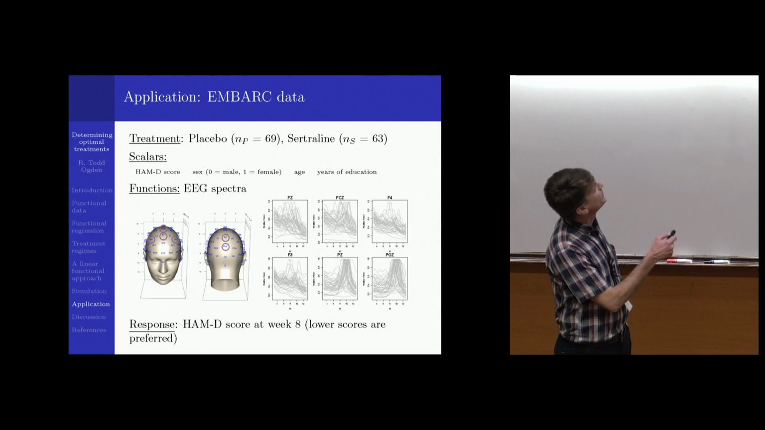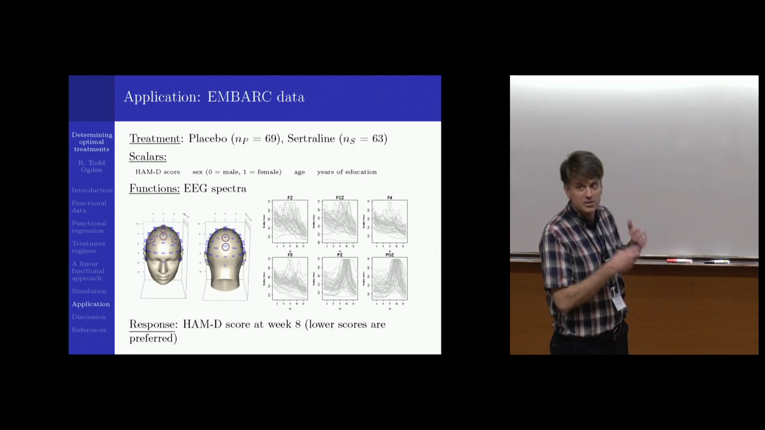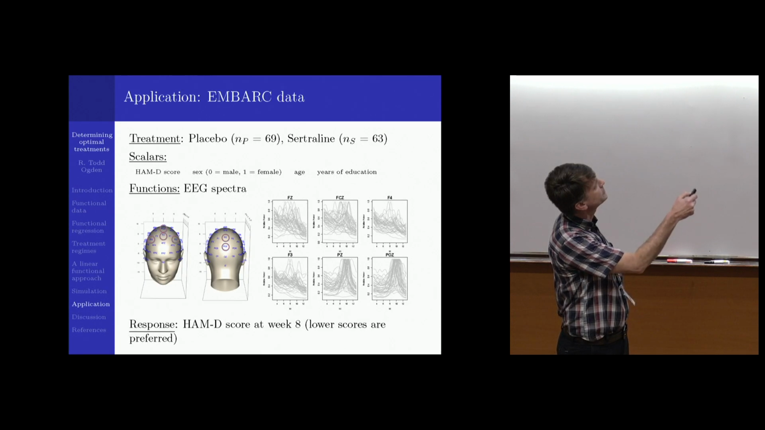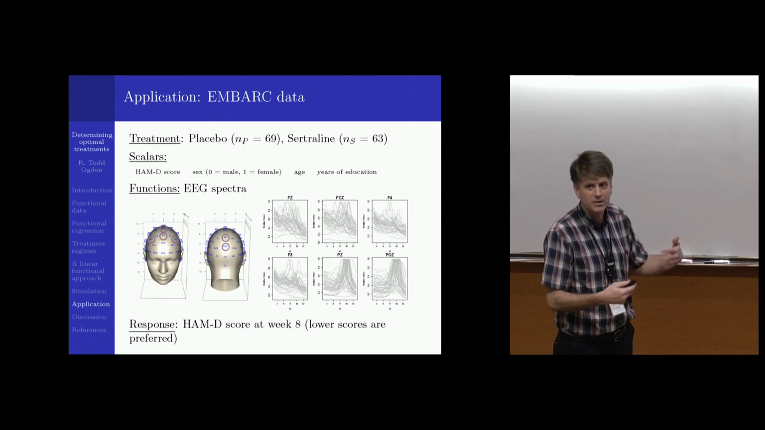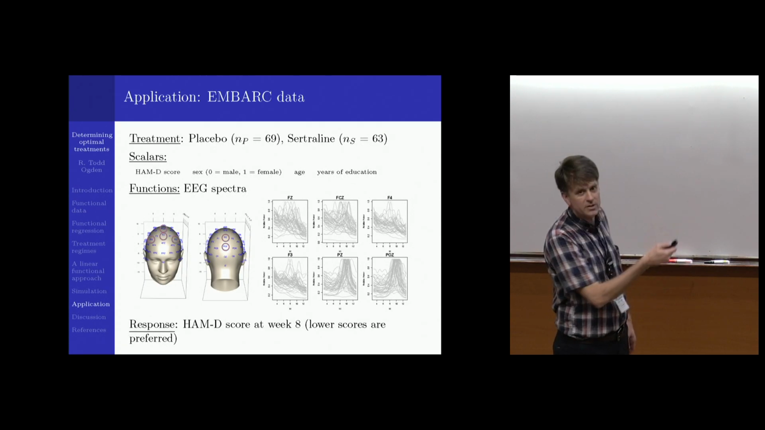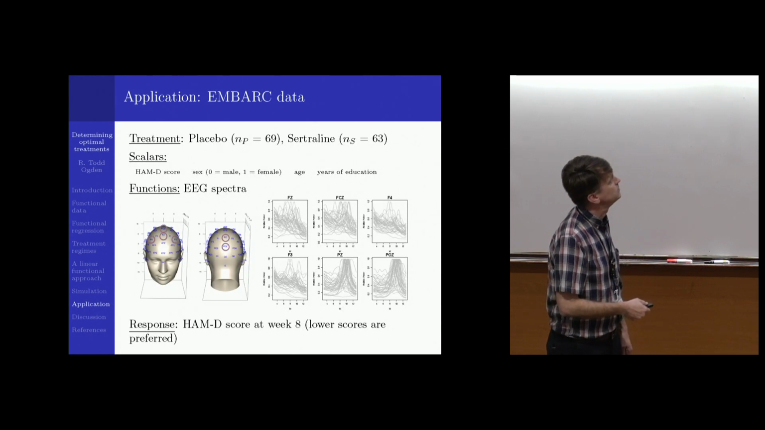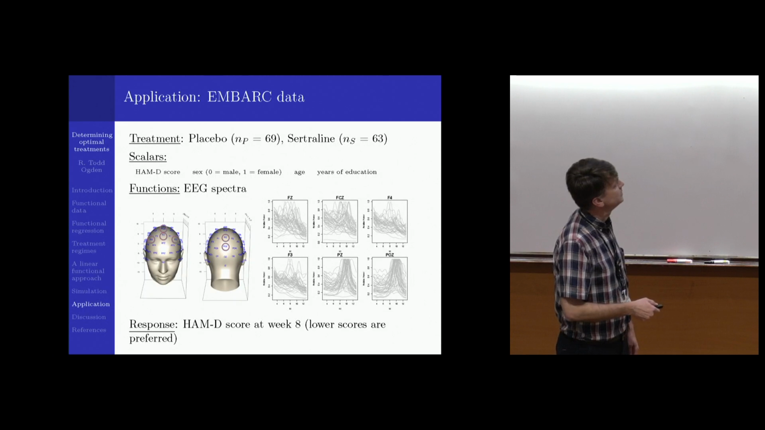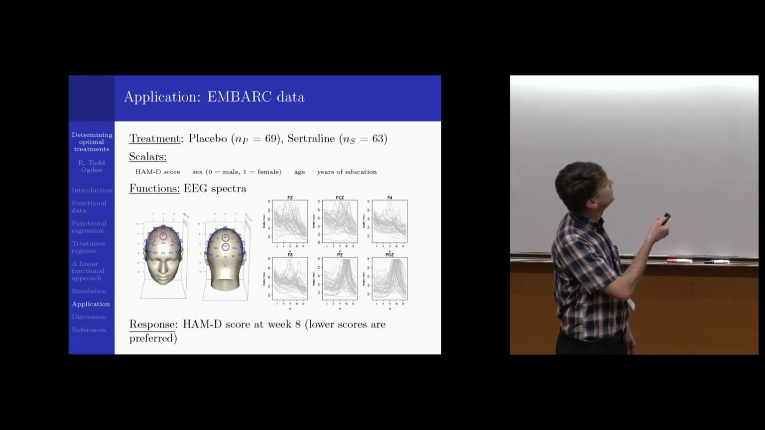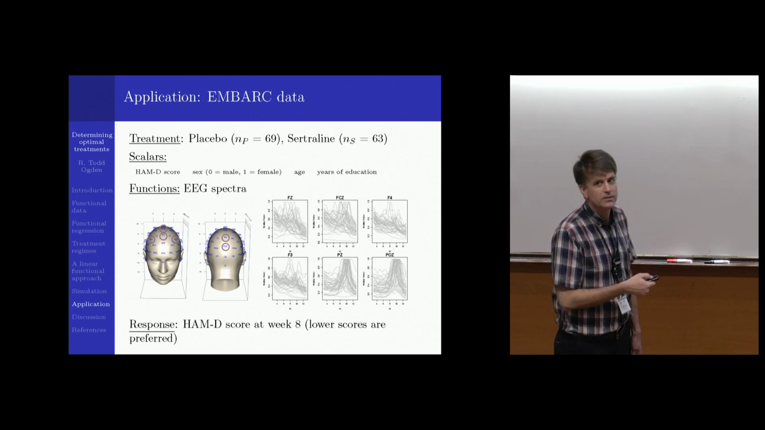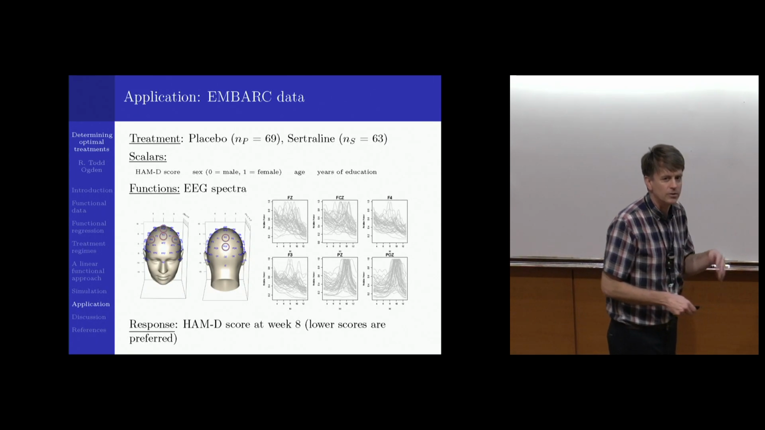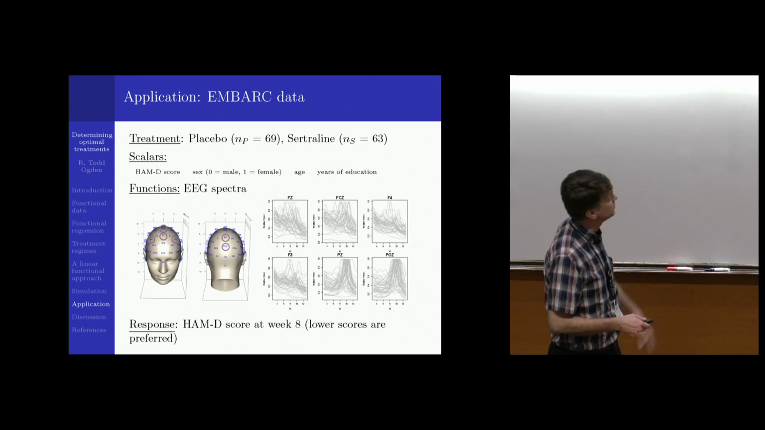And this is what it looks like. This is a spectrum, so this is frequency along here, right? You've got low frequency over here, and high frequency, and everybody's got a different pattern. Each one of these lines is a different patient, and for every patient you've got these 6 functions. Then the response is how well you do at week 8. In this case, it's actually backwards from what I've talked about before. The lower you do, the better your symptoms are.